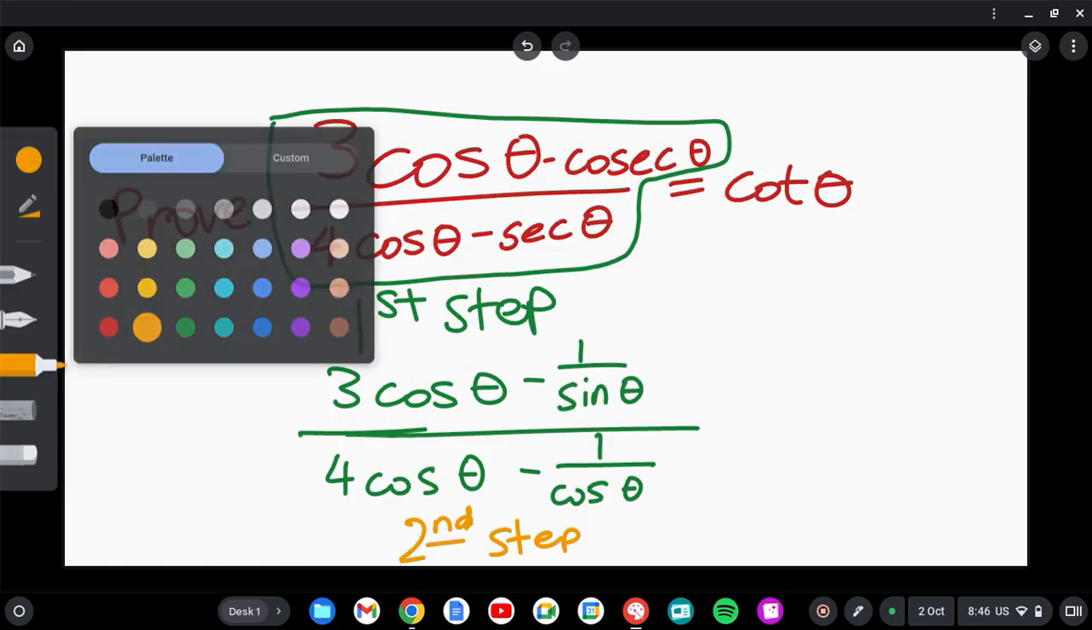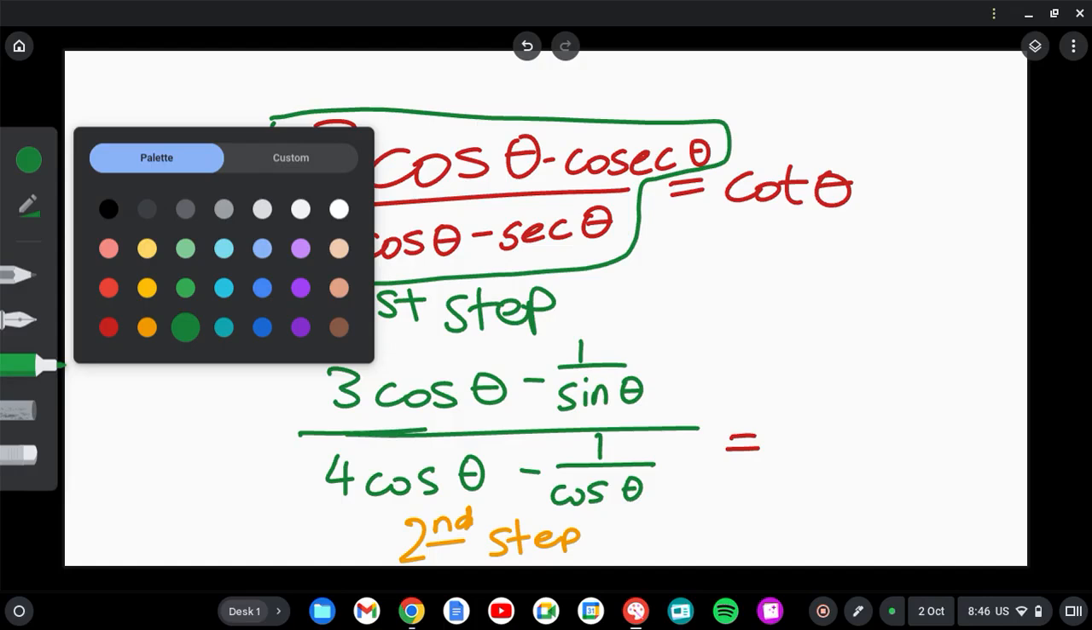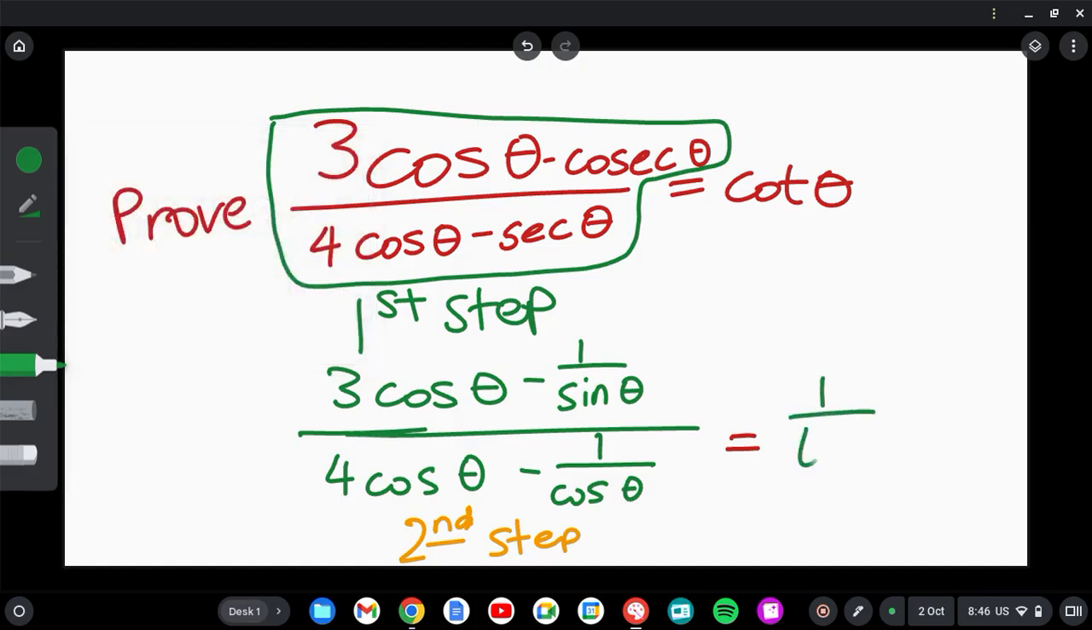Oh wait, I forgot one essential thing. Must always write this. Cotangent theta, you can already simplify it to 1 over tangent theta. I think it's quite straightforward.